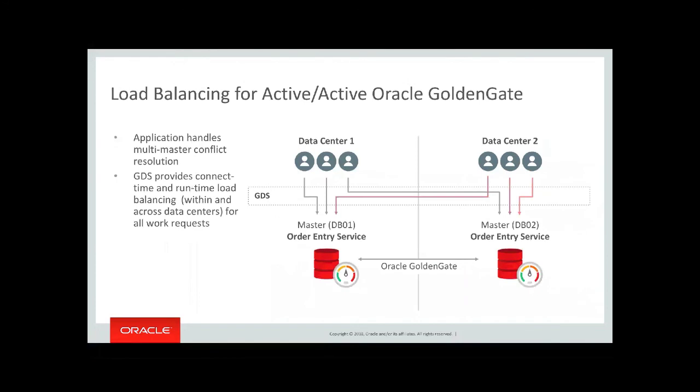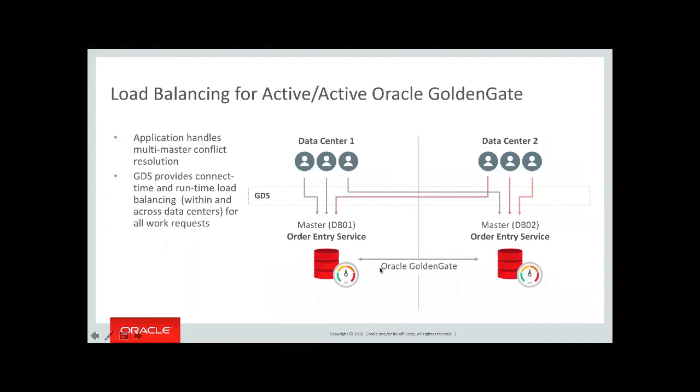So now we looked at service failover, we looked at the load balancing for reader farm. Now let's look at load balancing for active-active GoldenGate. Right? GoldenGate can also do multi-master configuration. Right? In this scenario, I have two databases. The assumption is the application handles multi-master conflict resolution. Right? And then in this case, I could run read-write workload as well as read-only workload on any database.